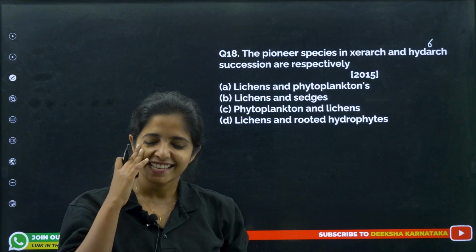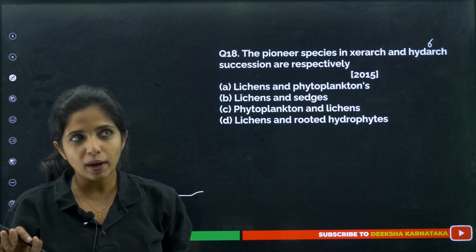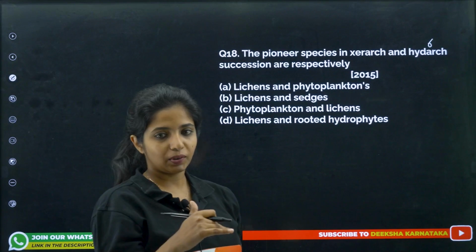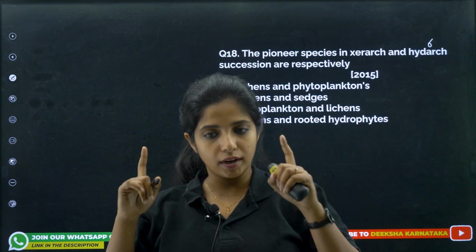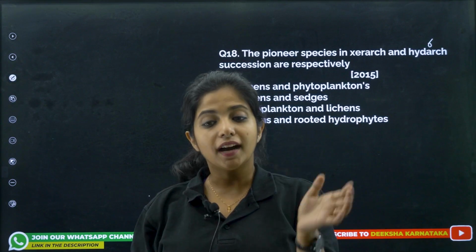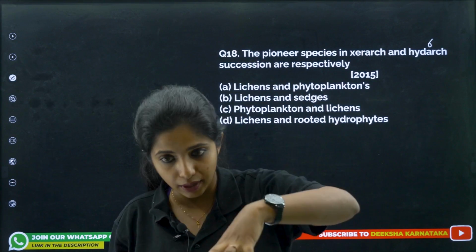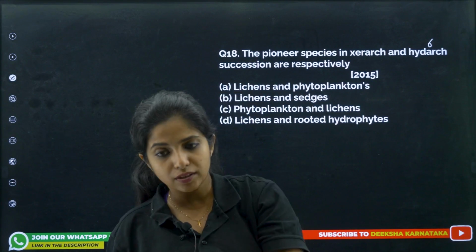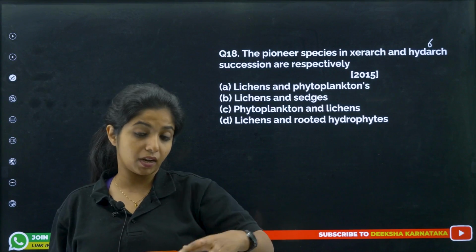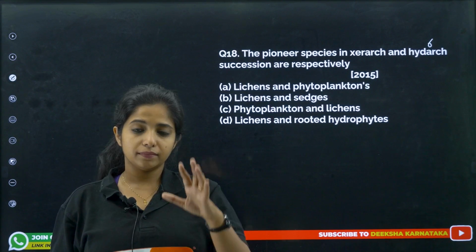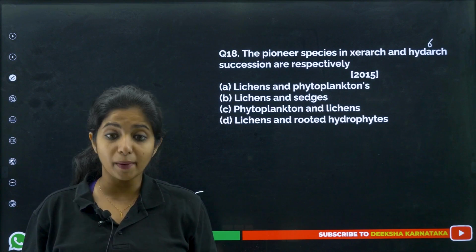Basically, I will give you one clue. One is in the land area. Whenever there is a land area where the pioneer species come, you call it xerarch. And the other one is where in the water area, a new community ecosystem is being built. It can be made into land or a forest, anything. But it was initially a water body, and now you are transforming it to something else. That is known as hydrarch. What do you think it is? And who are the pioneer species for the same?